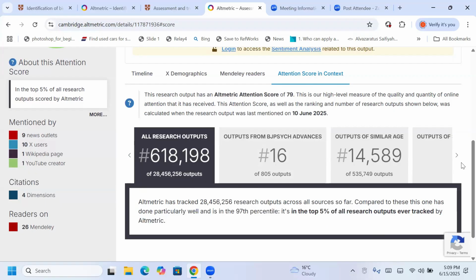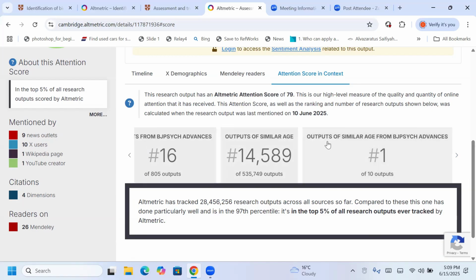And outputs of similar age, so during this time, the other articles, how much interest they have generated. So you're comparing it with that. And then the outputs of similar age from this journal, it's number one of the 10 outputs. So again, it shows you a lot about where your article stands, and if you look at these numbers, it looks very impressive, isn't it? So this gives you an idea where your particular work stands.